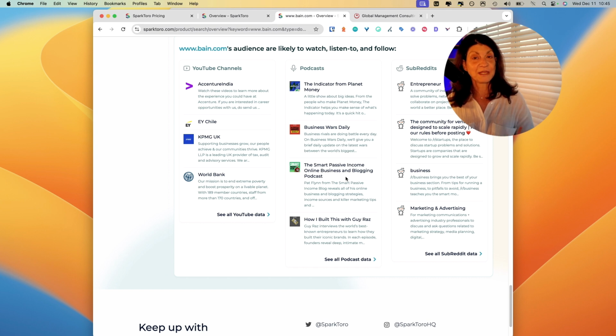Smart Passive Income is a little surprising. Accenture, KPMG, even the World Bank, watching those YouTube channels doesn't surprise me. But I think there's some level of entrepreneurship, because they like to listen to How I Built This and the Smart Passive Income online business podcast, and also the subreddit for entrepreneurs. But they are interested in finance, so maybe this isn't too much of a stretch.